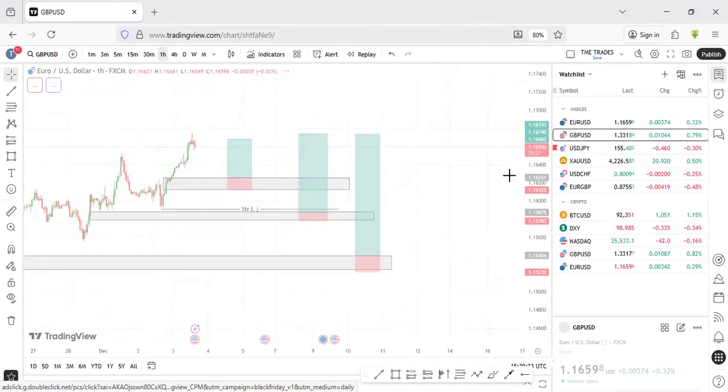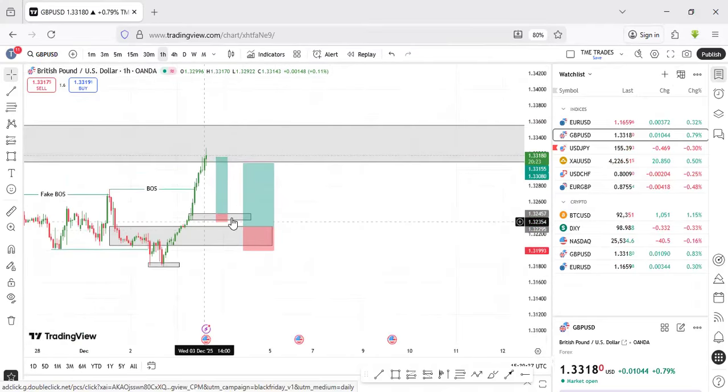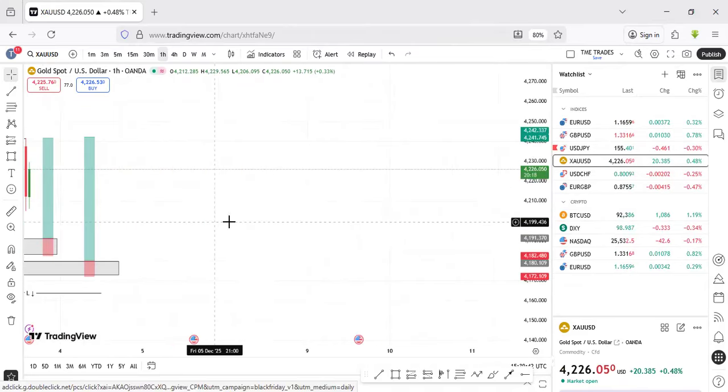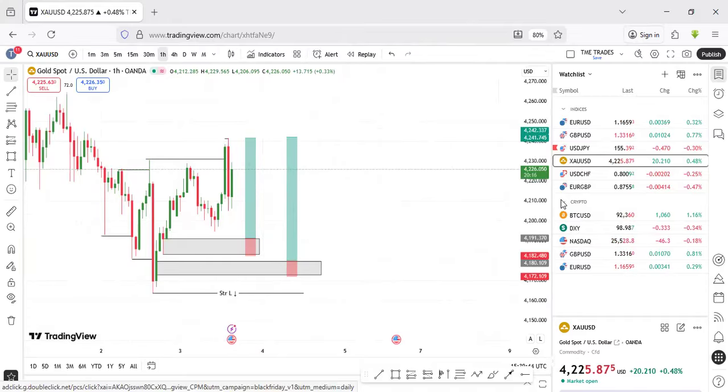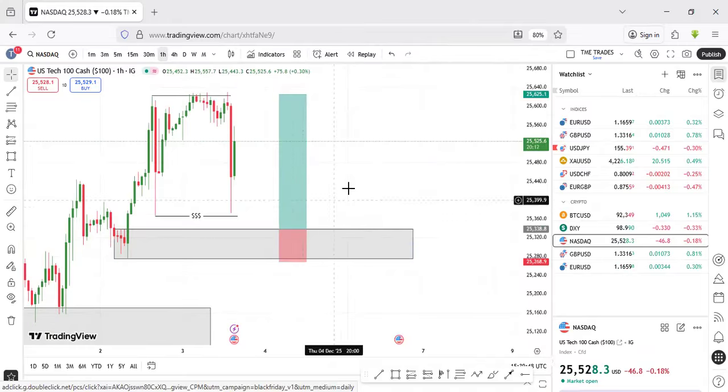On EURUSD, this is what the entries that I have and my point of interest. On GBPUSD, these are the entries that I have and my point of interest. On gold, this is also the entries that I have and my point of interest. And on NAS100, this is the entry that I'm looking for.